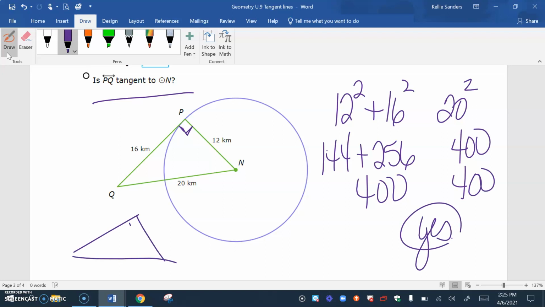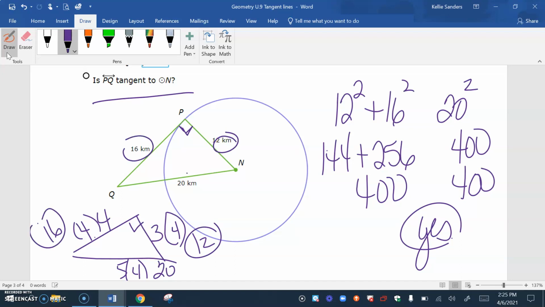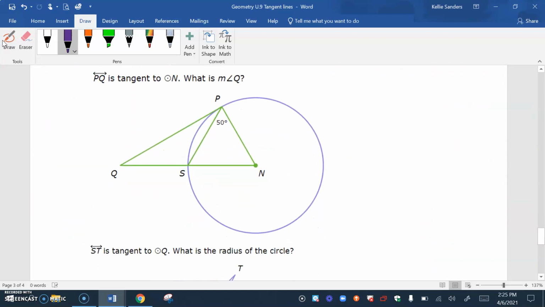But remember, if you have a 3, 4, 5, you could say, oh, I could multiply 4 by 3 and get 12. And then if I multiplied 4 by the same 4, I would get 16. And I multiplied 4 by 5 to get 20. 12, 16, 20 is just a bigger 3, 4, 5 triangle. So if I realized that it was a 3, 4, 5 triangle, I could have already said yes, basically 10 minutes ago. PQ is tangent, so that makes it a 90-degree angle, and since this is already 50, then that's going to be 40.